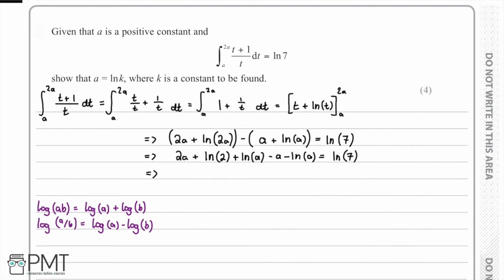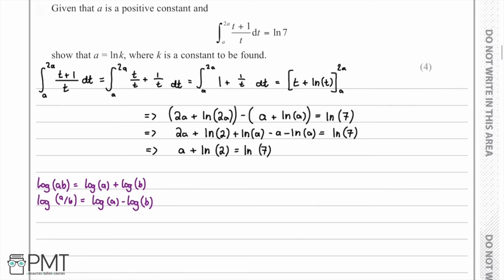So we can now collect the like terms. So we see that we have a 2a and a negative a. So we combine them, we have a, and then our ln 2, that will stay, but we've got a plus ln a and a minus ln a, which will leave us with ln 2, and we recall that that is equal to ln of 7. So then our next stage is going to be to solve for a, so we subtract ln of 2 from both sides. And this is going to leave us with ln of 7 minus ln of 2.